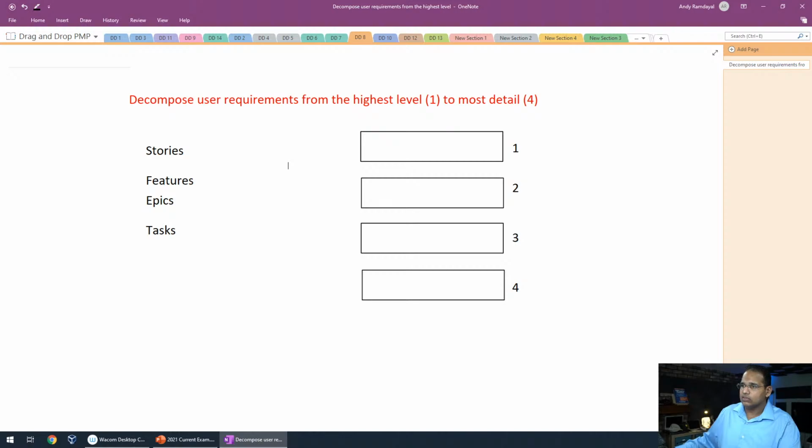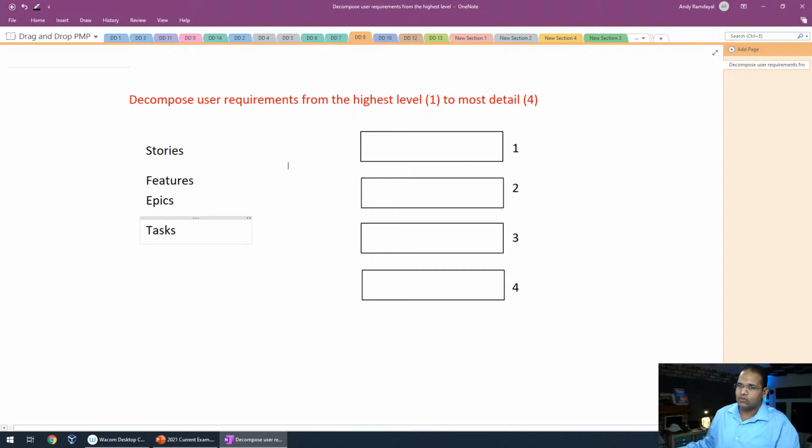Got to put them in order, one being the highest level, four being the most detailed. This is going to be from your Agile studies. Somebody says epics, features, stories, and tasks. All right, a lot of you guys got this. This was too easy. I got to make these things harder. It's just that these drag and drops are so easy.